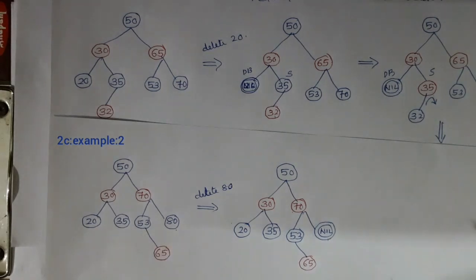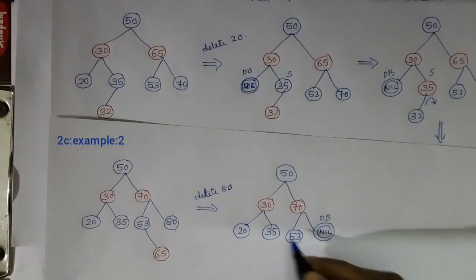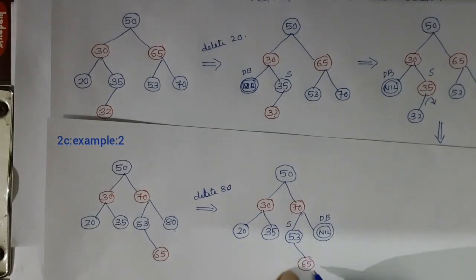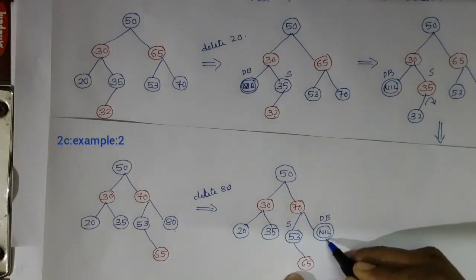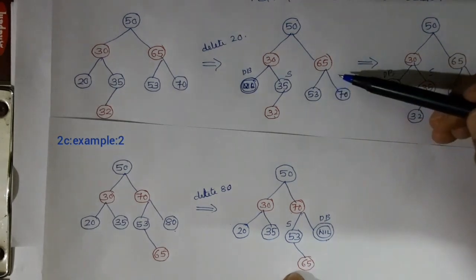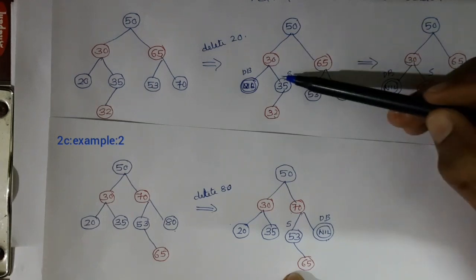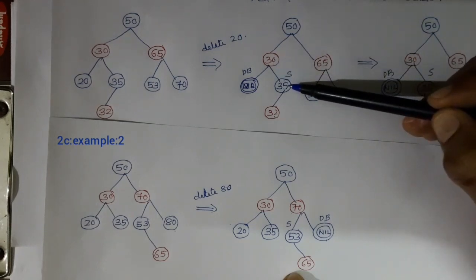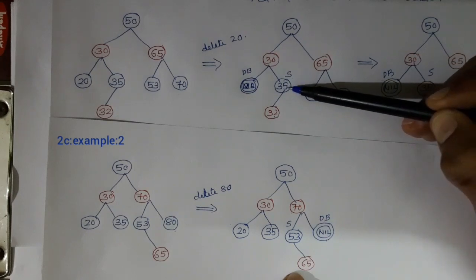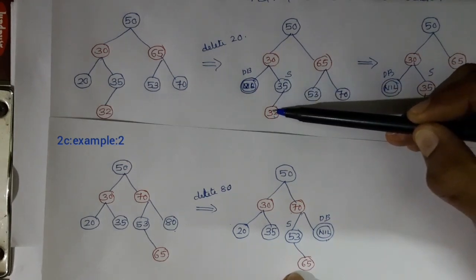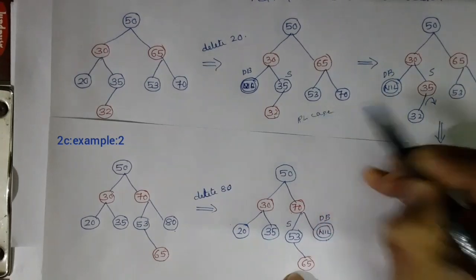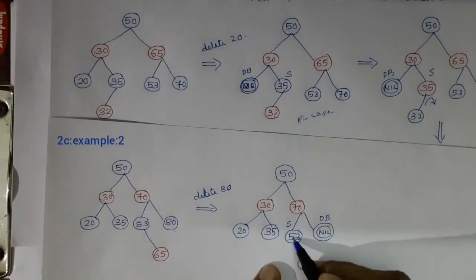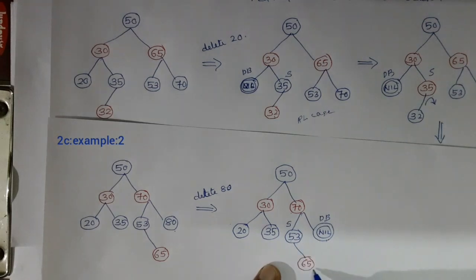Now check the condition. This is the double black node and its sibling S is 53 and its right child is red child, and this red child is near to double black node. So actually this is the mirror image of the previous one. In the previous case, the sibling is right child and its red child is left child. So this is actually RL case, and here sibling is left child and its red child is right child. So it is LR case.